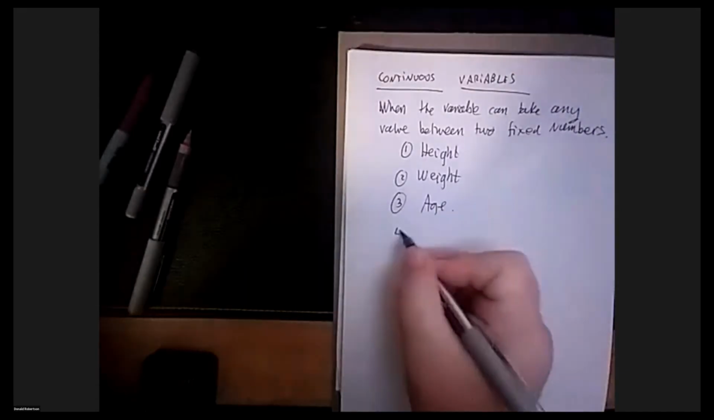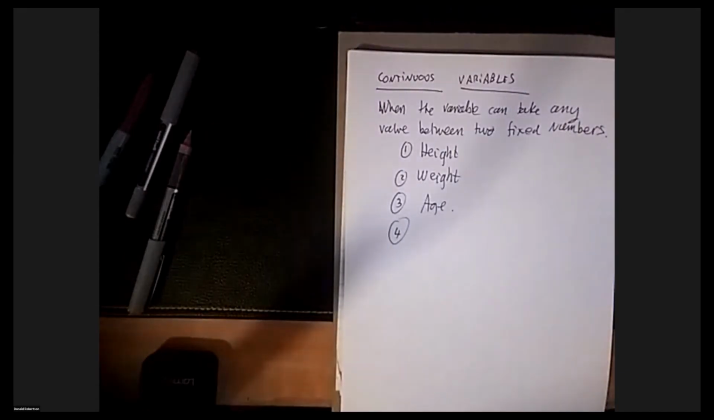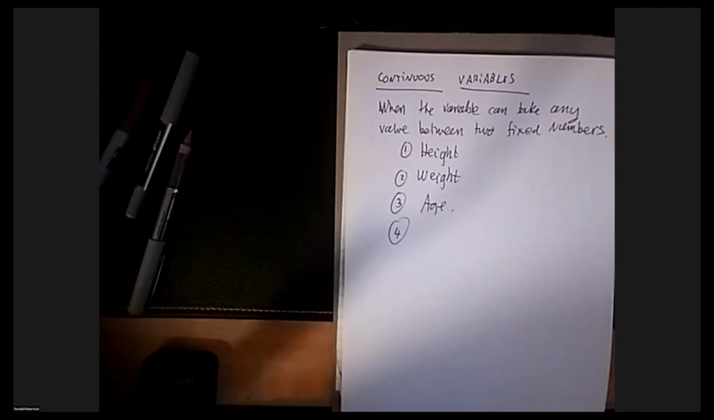Anything else? Jamie got hers. What have you got, Raymond? Something that's continuous. Something you could measure that's continuous. Oh, there it is. I'm on my phone and I've never... Okay. Something you can measure that's continuous.